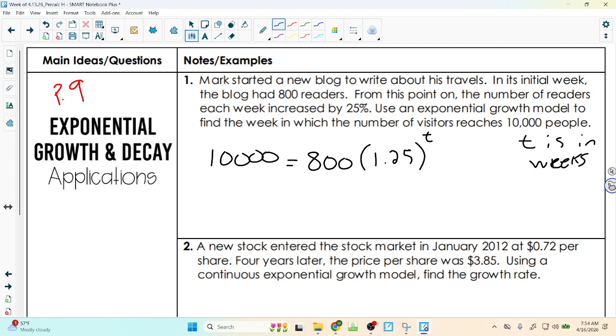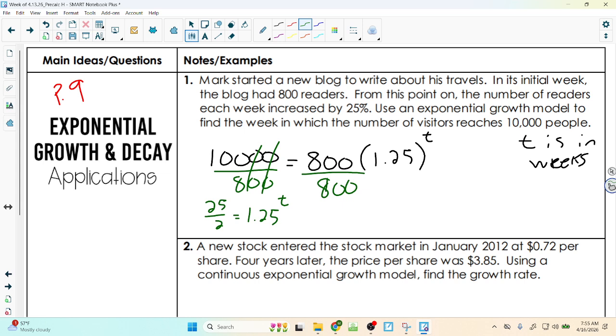So it's pretty straightforward, but it's going to use a logarithm, which is slightly different than what we've done in the past. So the first thing we could do is just divide by the 800 to isolate the exponent, the exponential part of it. 100 over 8, maybe we'll just make that 25 over 2. So 25 over 2 equals 1.25 to the t.